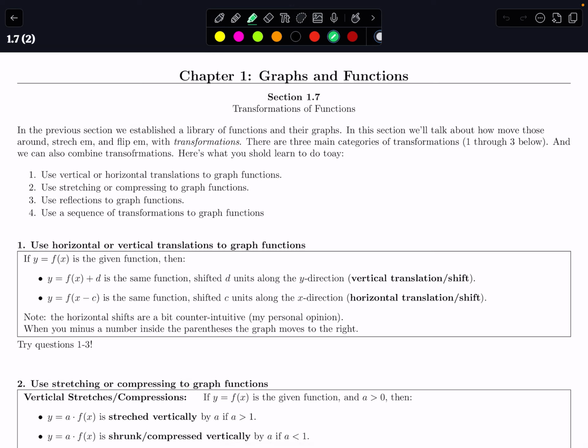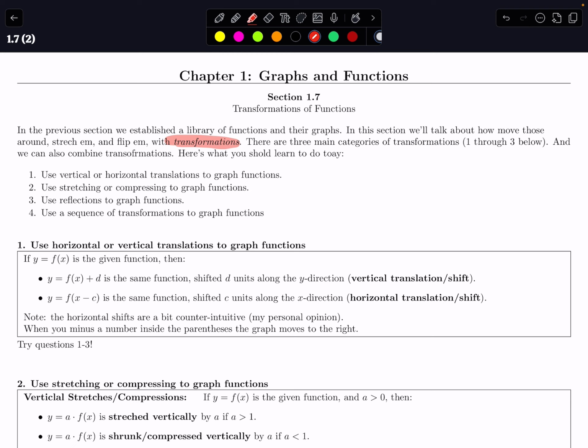Today we're talking about graphs and functions still, chapter 1, and in particular transformations of functions. So in the last class, we established the library of functions, basic ones, and in this class we're talking about how to move them around and stretch them out, flip them over. That's all these kind of things. Those actions, we call those transformations because you're transforming the original graph.